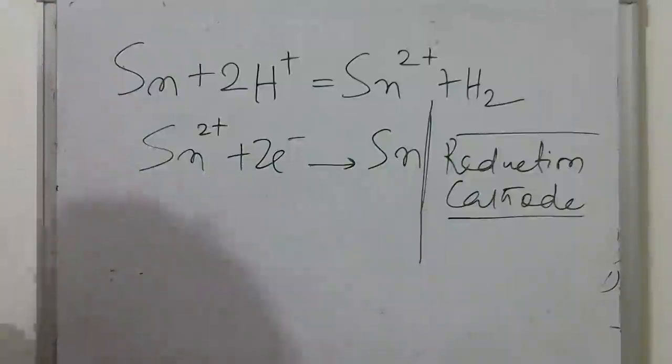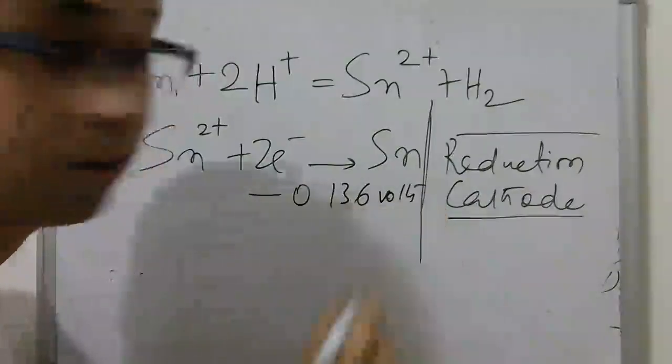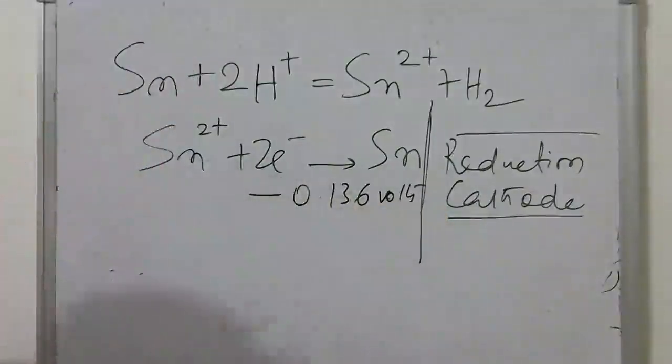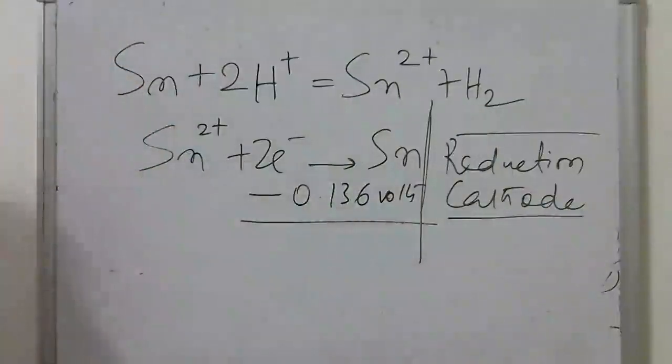So for this, it's minus 0.136 volts, right? Minus 0.136 volts. And for hydrogen, we know it's 0. So this is a reduction reaction. This is only the oxidation reaction under normal circumstances.